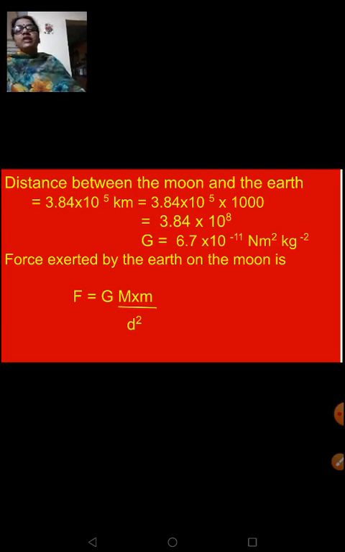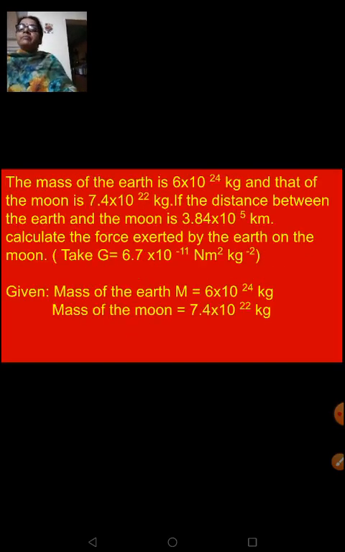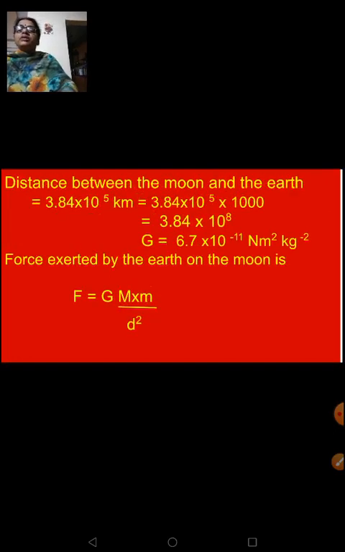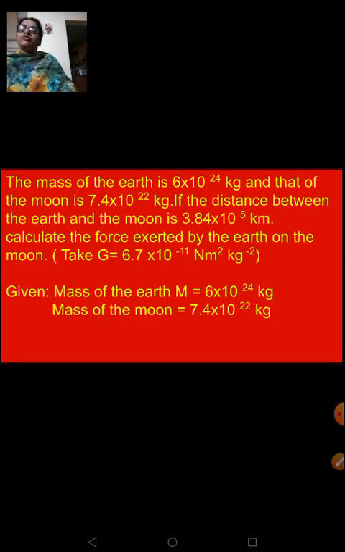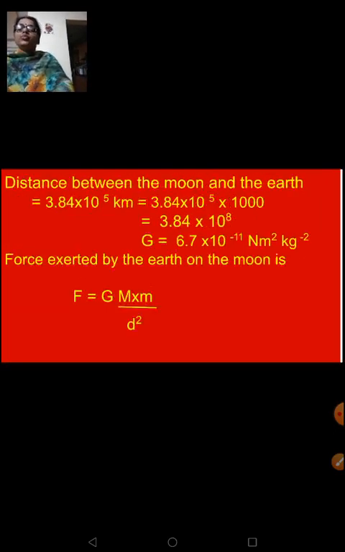And capital G value, see, the values are all given. Capital G is 6.7 into 10 raised to minus 11. Capital M, we saw, is 6 into 10 raised to 24. Small m is 7.4 into 10 raised to 22. And then your distance, that is 3.84 into 10 raised to 8.